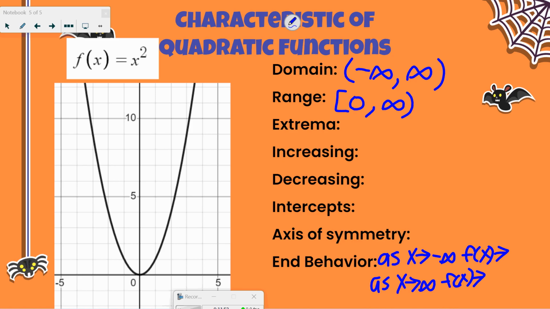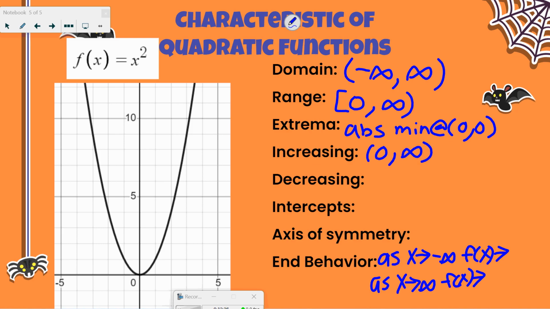Do we have an extrema? Awesome. We have an absolute minimum at 0, 0. Great job. And then let's come back around to my table near my desk. Where are we increasing here? What do you guys see? Did we increase on this graph? Yeah, where did we increase? 0 to infinity. Good job. We increased from 0 to infinity.